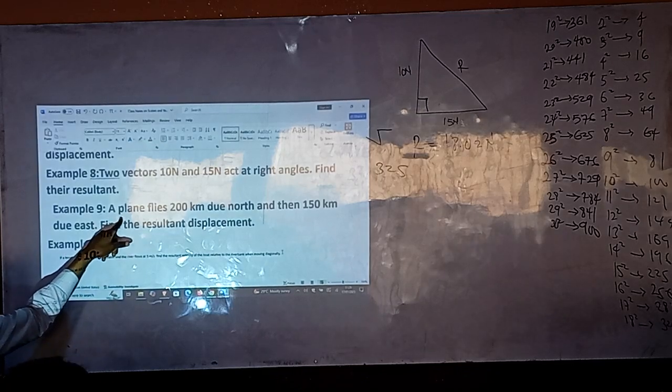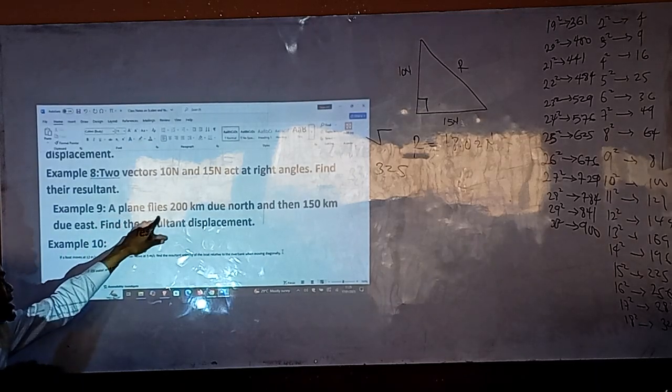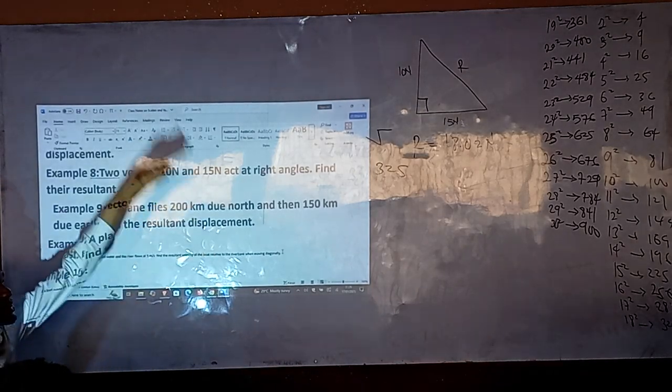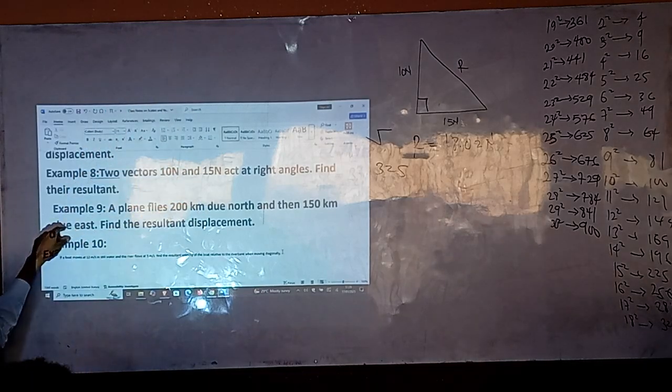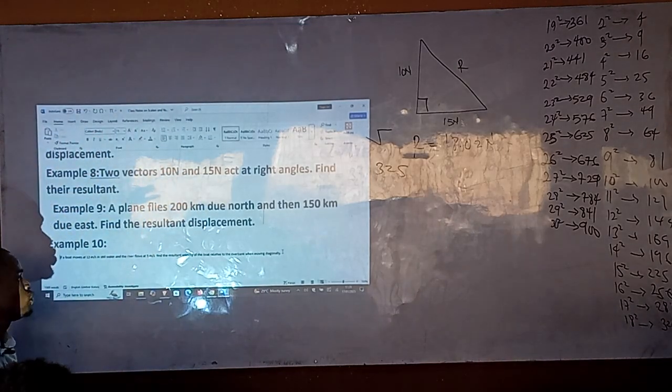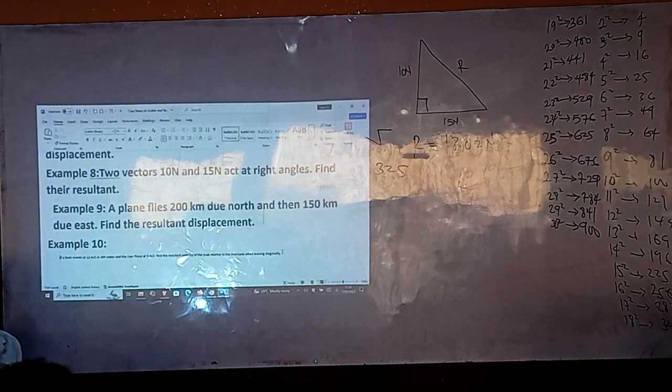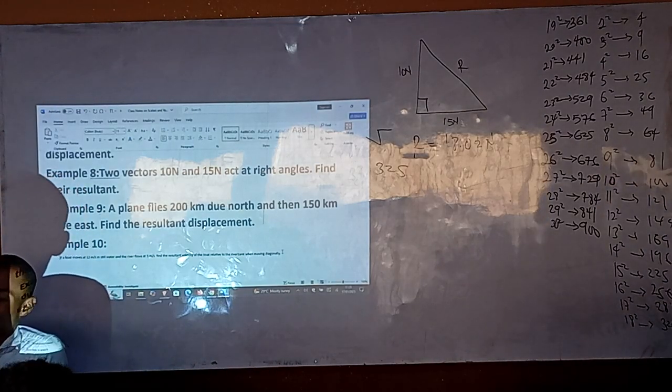Everybody attend this question. A plane flies 200 kilometers due north. Is at north now. And then 150 kilometers due east. Is at east where you go like this. Find the resultant displacement. After you have got the resultant, I want you to also get the direction.